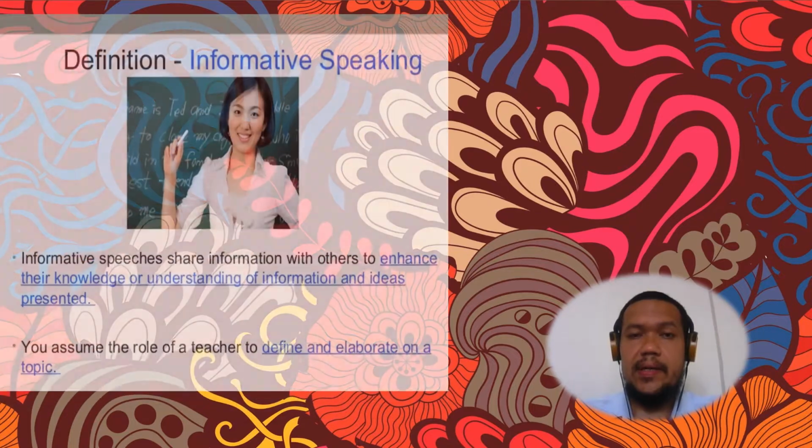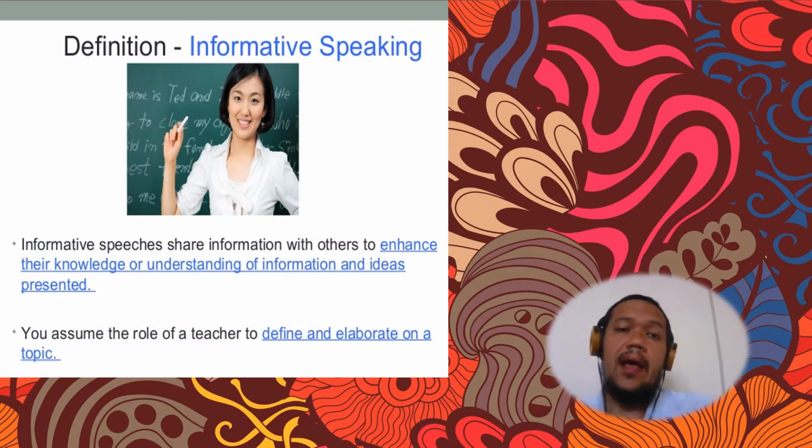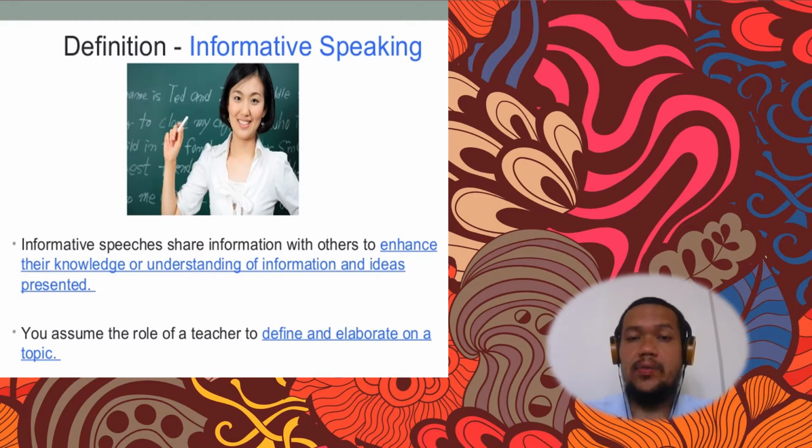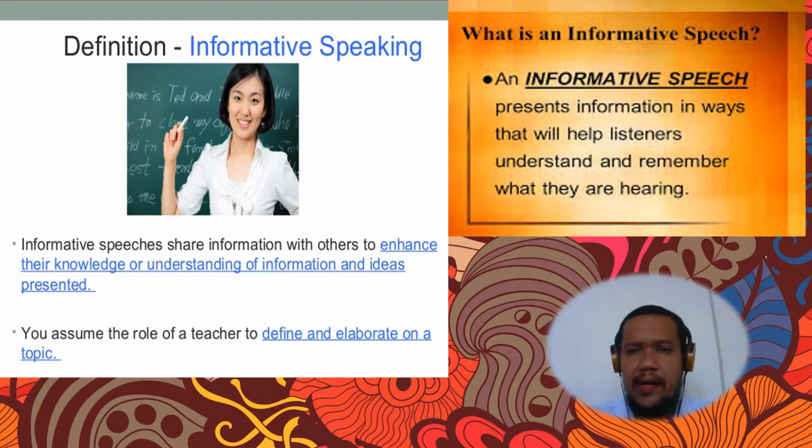The function of informative speaking is to share information with others to enhance their knowledge or understanding of the information and ideas presented. For example, when a teacher gives information to students, they are giving an informative speech. In other words, you can define informative speech as presenting information in ways that will help listeners understand and remember what they are hearing.